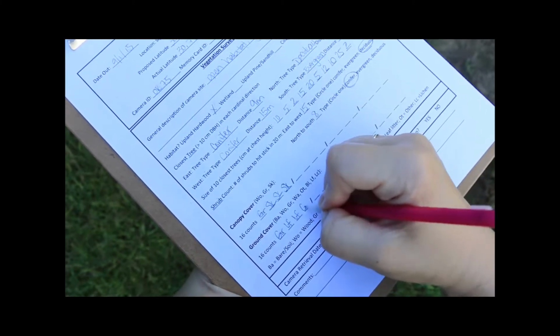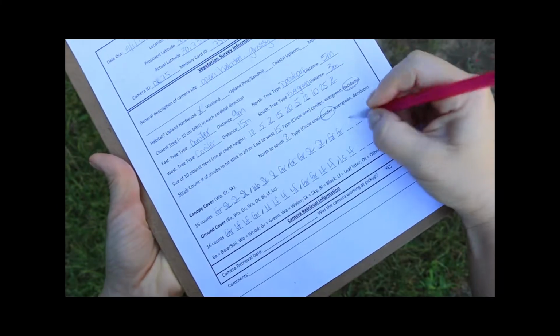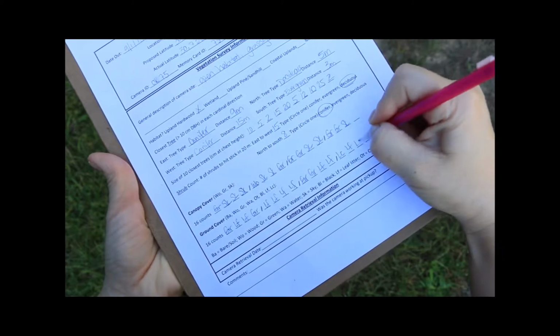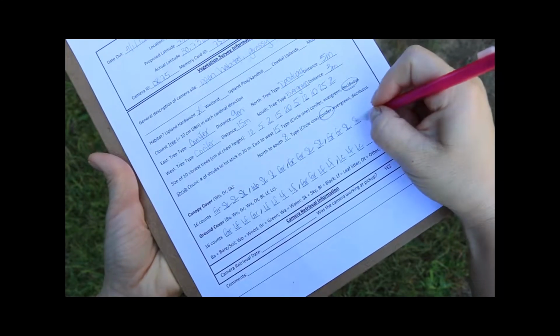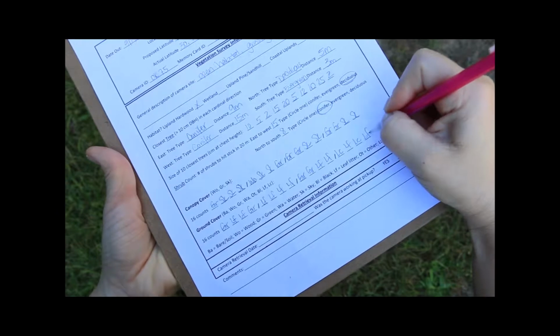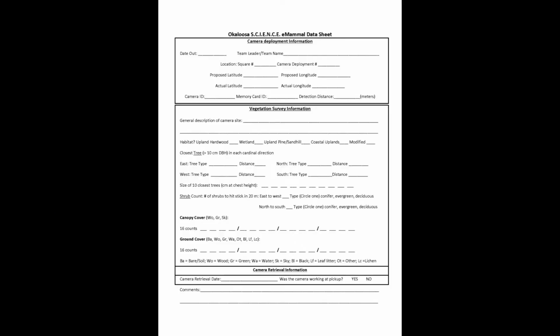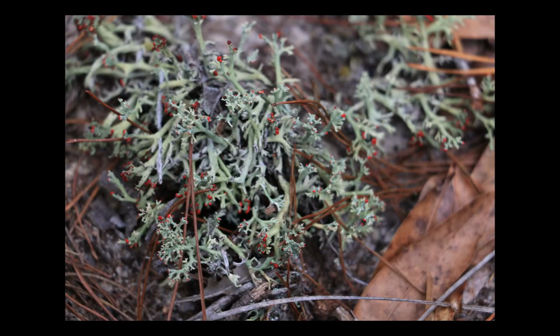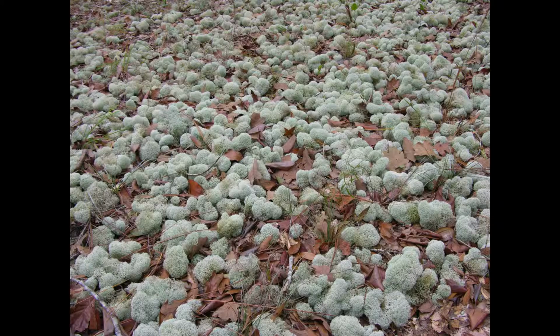We have the codes at the bottom: BA for bare soil, WO for wood, GR for green leaf, so anything leafy, WA for water, sky, black is if it's burnt, leaf litter is anything dead or decaying. We have LC for lichen or deer moss, and OT for other.